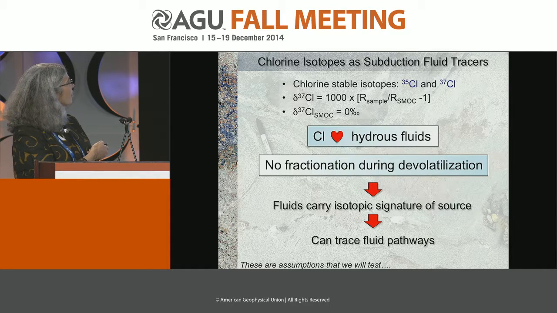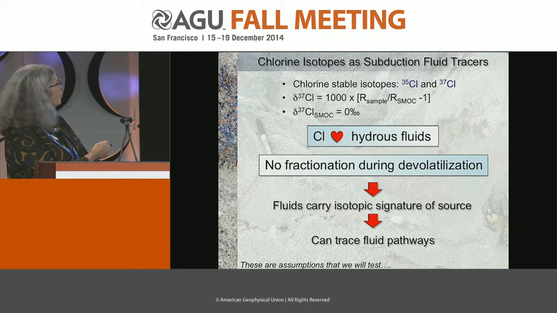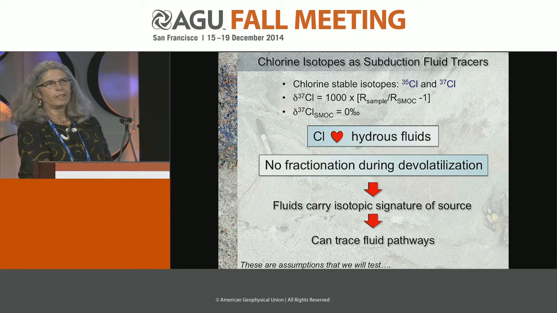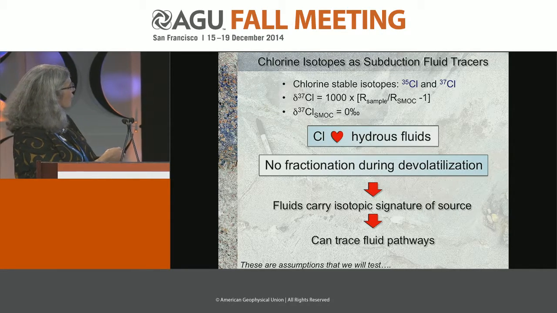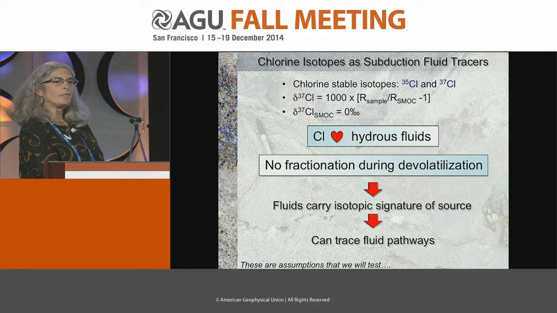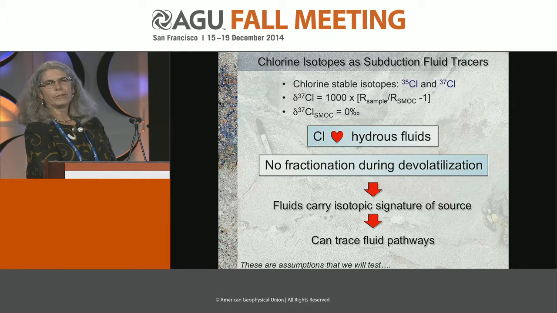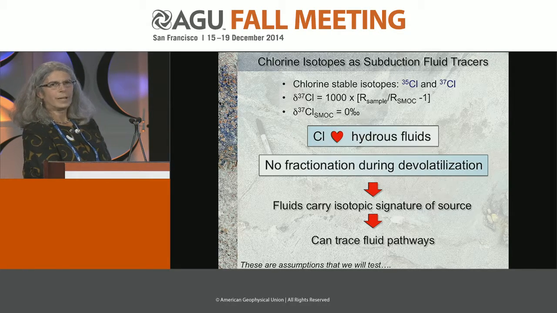But if it's true, then what it says is as a downgoing slab undergoes devolatilization, fluids that get released in those reactions will carry the isotopic signature of the source rocks with no correction needed. It will be exactly the same as that of the dehydrating rock. And if this is true, then we should be able to use chlorine stable isotopic compositions of rocks in different structural positions or whatever to actually trace out fluid pathways. So, as I say, we're going to test some of this as we go along, but that's sort of the starting premise of this talk.